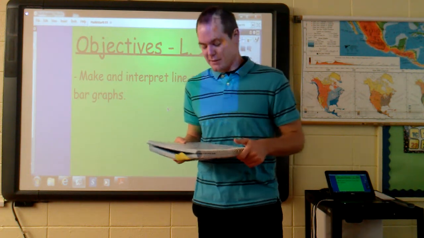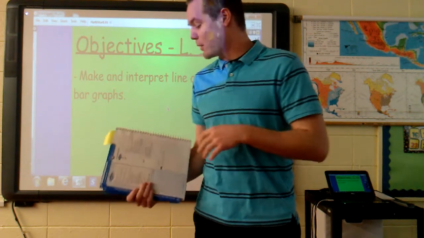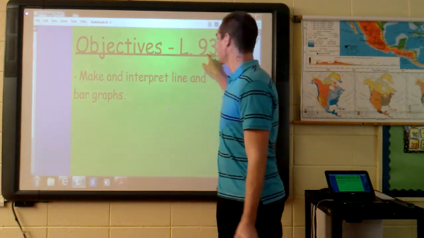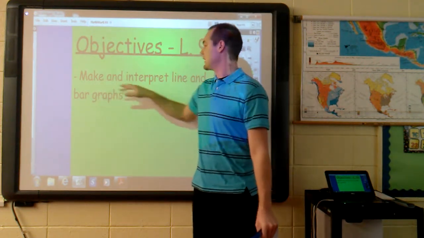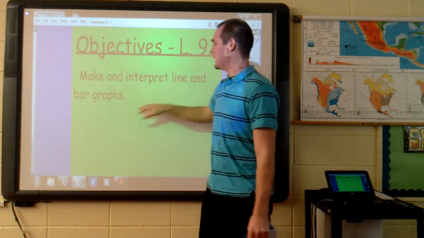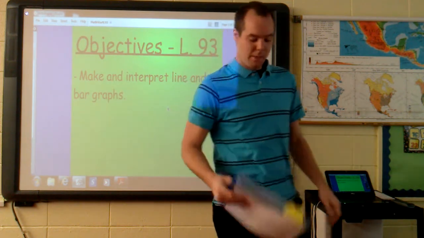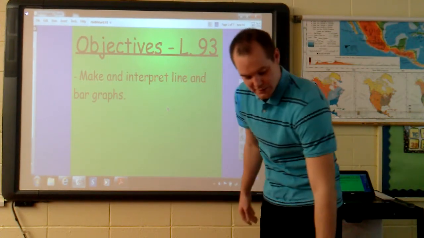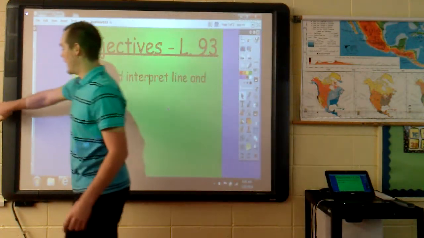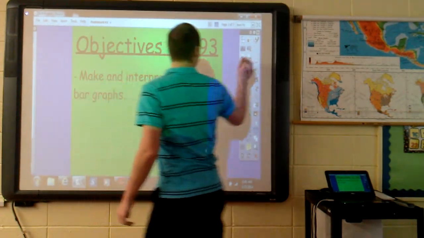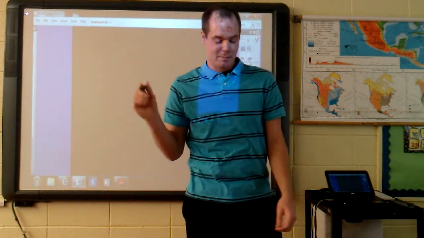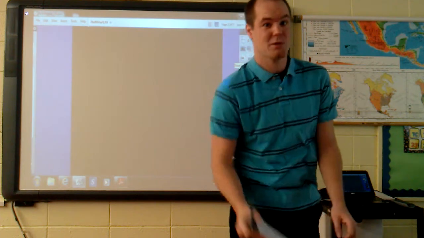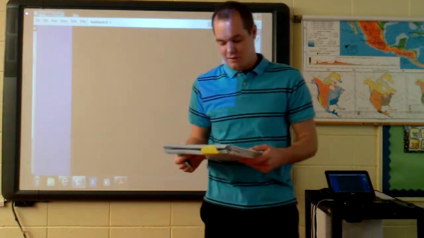Again, page 611, we're talking about comparative graphs. The objectives for lesson 93: we're going to make and interpret line and bar graphs. On page 611, the first example that we'll discuss is a bar graph. I'm not even going to attempt to draw that picture, but it's on page 611.